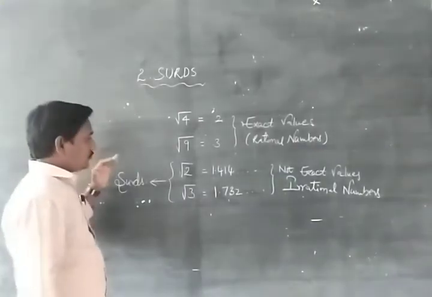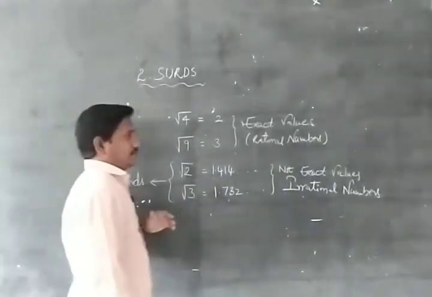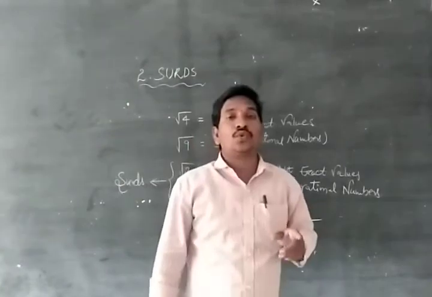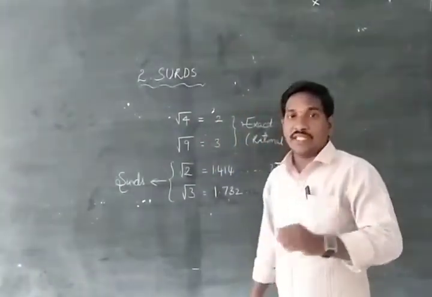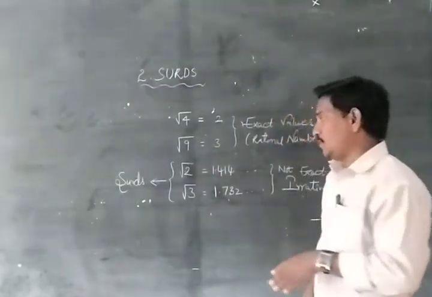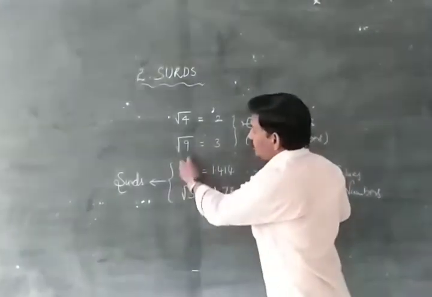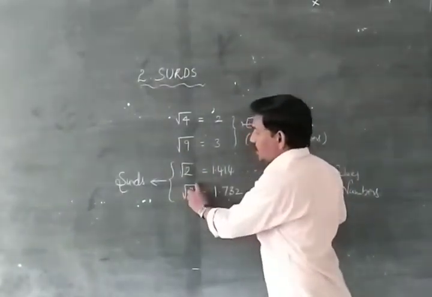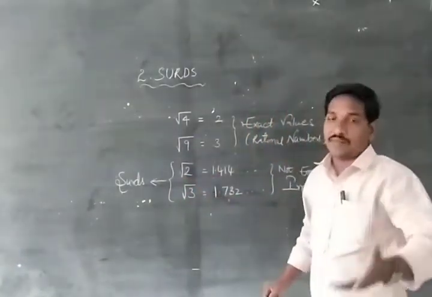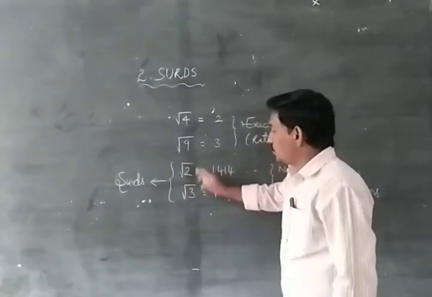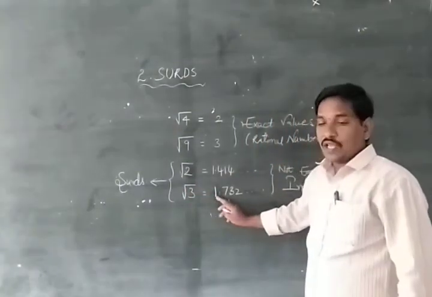And surds are irrational roots of rational numbers. Irrational root means this is an irrational root. Irrational root of a rational number, 2 and 3 are rational numbers. This is an irrational root. It is also an irrational root.